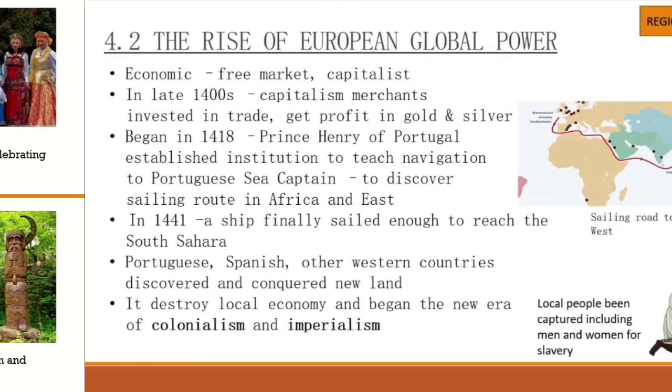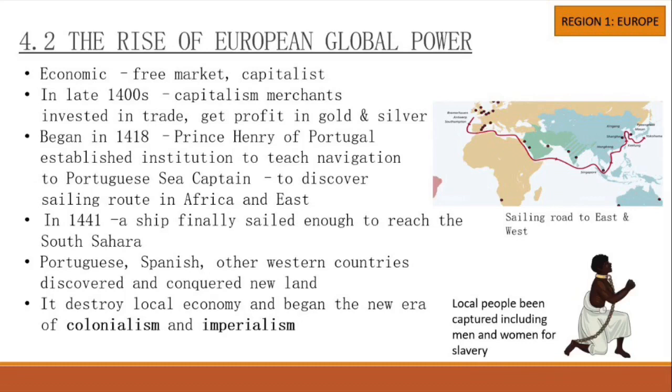Okay, now I will continue to present the next subchapter for Europe, which is the rise of European global power. Okay, let's start first with the economic. The global economy basically started with the free market, or capitalism. Capitalism is an economic system in which decisions made by individuals and corporation-owned businesses aim to keep profit at the maximum, which means that decision making in production, like what to produce and how much to produce, is all in terms of hitting the profit.